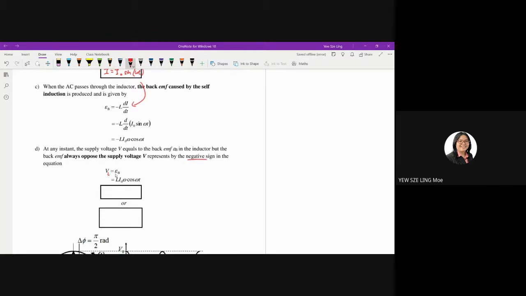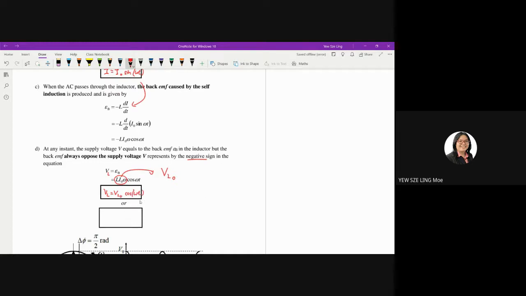So VL is equal to the EMF, your back EMF. We're looking at the magnitude, which is equal to L i naught omega cos omega t. So this part is actually our V naught, VL naught. So this equation, VL, can also be written as VL naught cos omega t.